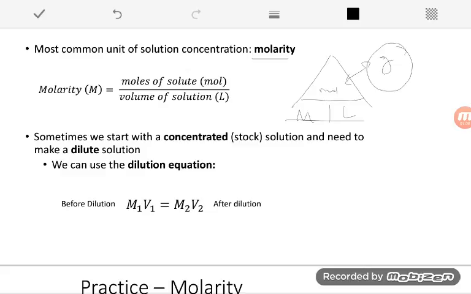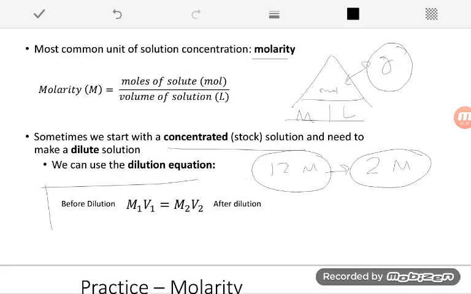Another thing we do with molarity all the time is dilute things. We often have a very concentrated solution called a stock solution, and we need to make a more dilute solution. Let's say we had 12 molar HCl, and I wanted to make a 2 molar solution. We would have to figure out exactly how much of this I would need to dilute it and make a less concentrated solution. And the good news is we have a very simple equation for that.